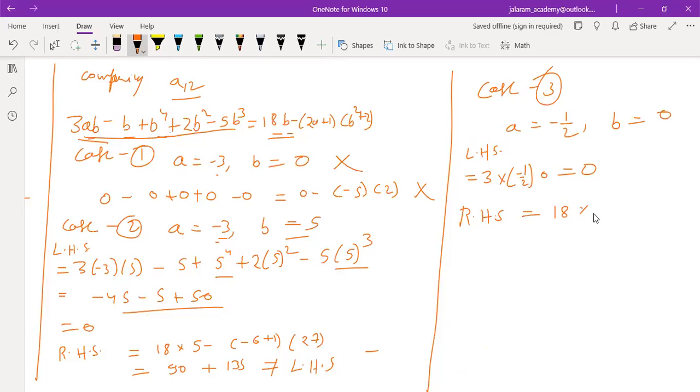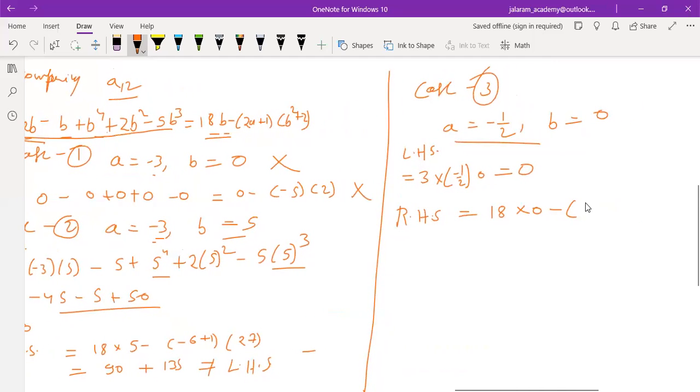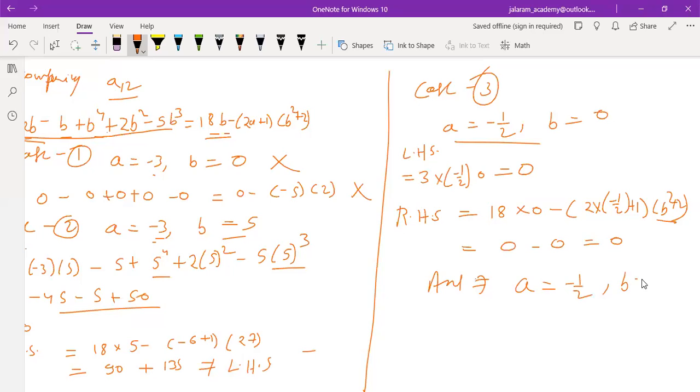Look at this. 18 into B 0 minus 2A plus 1. This A equals to minus half is obtained from 2A plus 1. So this also will be 0, or you can check also. And into B square plus 2. Whatever will be the value of B square plus 2, whenever it will be multiplied to 0, it gives 0. So RHS is also 0. So one of the answers is A equals to minus half and B equals to 0.